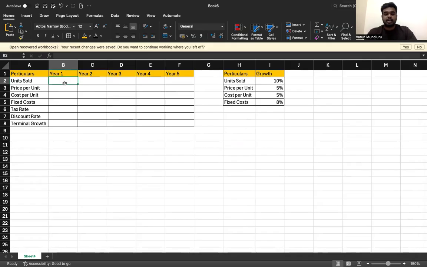And for the first year, let's assume that we will be selling 1 lakh units. And let us say that price per unit is 120 rupees, cost is 50, and the fixed cost would be 10 lakhs every year. These fixed costs comprise all the expenses regarding rent, electricity, and salaries. Now, let us assume there is a tax rate of 30%, discount rate of 12%, and terminal growth of 3%.